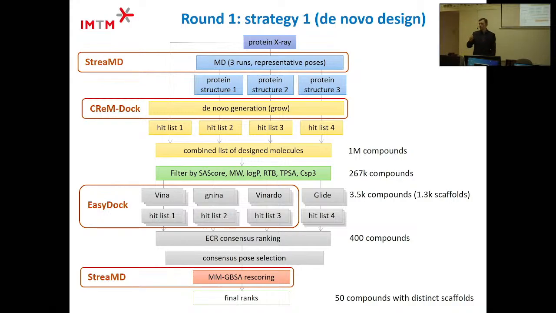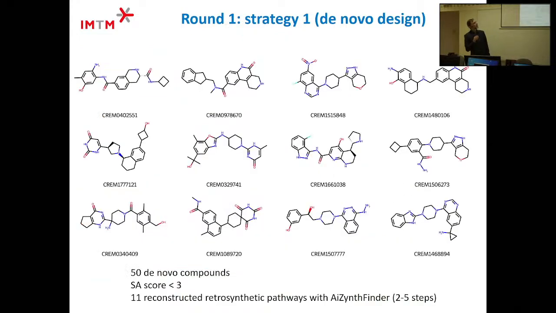This is the first part of the first stage. And these are examples of those structures. So they do not look bad. So they should be, at least some of them, synthetically accessible, because all of them had synthetic accessibility score below 3. And for 11 of them, we could reconstruct retrosynthetic pathways by the AiZynthFinder algorithm.